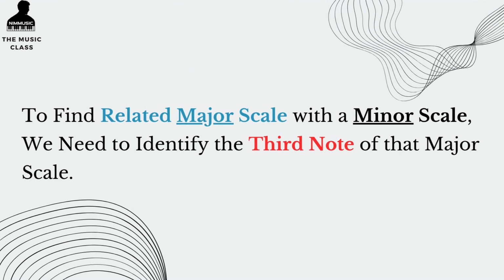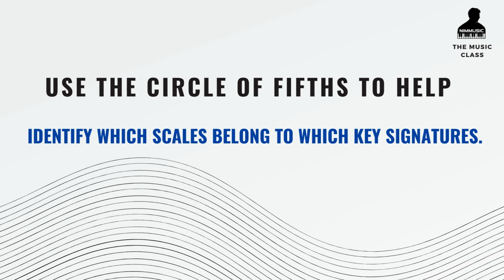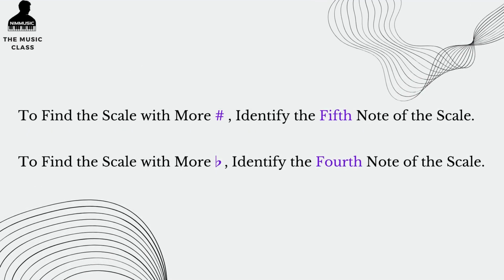Find the relative major of a minor scale by identifying the 3rd note of the minor scale. For example, the 3rd note of E minor is G. G major is the relative major scale to E minor. Use the circle of fifths to help identify which scales belong to which key signatures. And if you don't have a copy of a circle of fifths handy, start on C and count up a 5th to find the key with the next most sharps, and up a 4th to find the key with the next most flats.